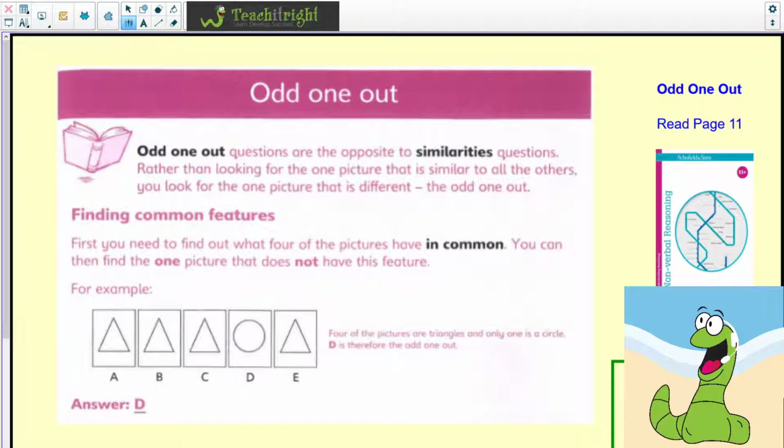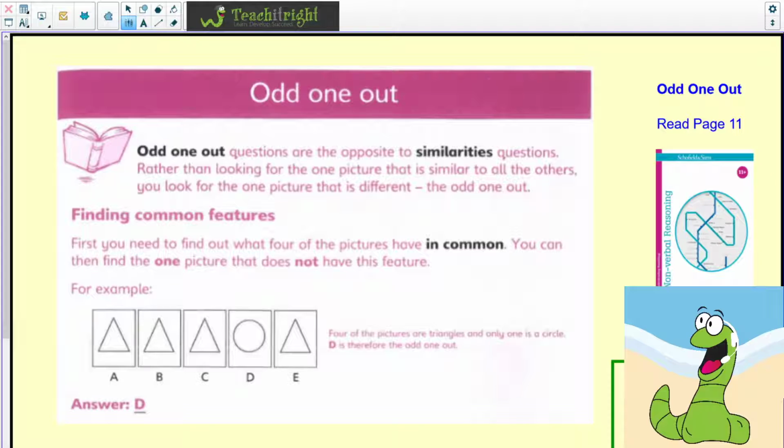Odd one out questions are the opposite to similarities questions. Rather than looking for the one picture that is similar to all the others, you look for the one picture that is different. The odd one out. So we're finding common features. First, you need to find out what 4 of the pictures have in common. You can find then the one picture that does not have that feature.